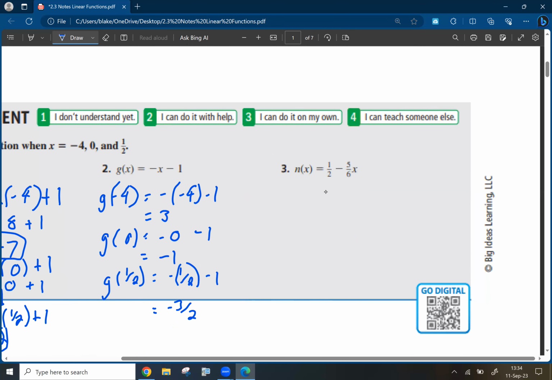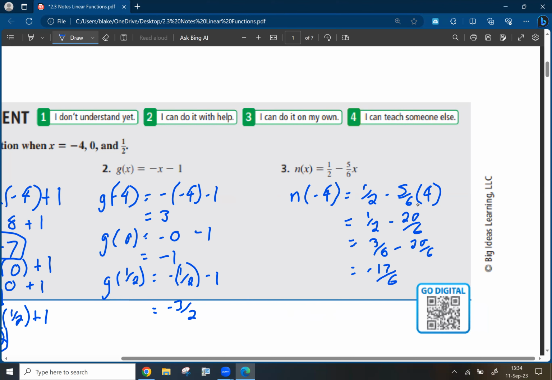And then one more time with n. So n, plug in -4. So this would be 1/2 minus 5/6 times 4. This one's a little bit tougher. So this would be 1/2. 5 times 4 is gonna be 20. And so a common denominator would be 6. This would be 3/6 minus 20, which comes out to -3 minus 20 would be... So -17/6.